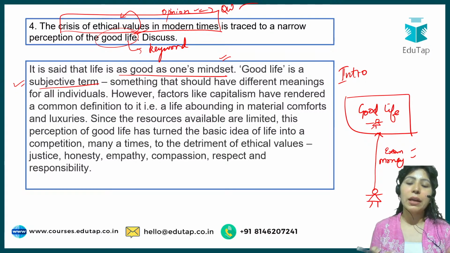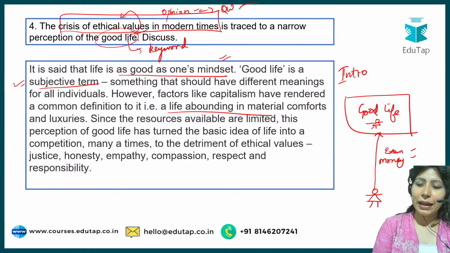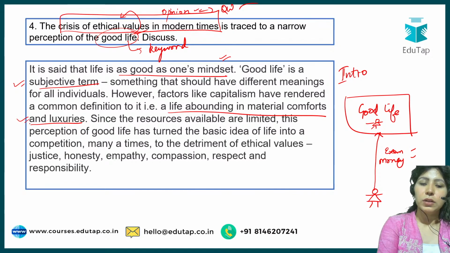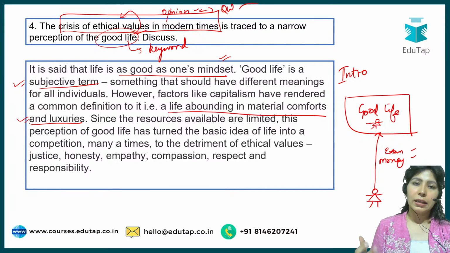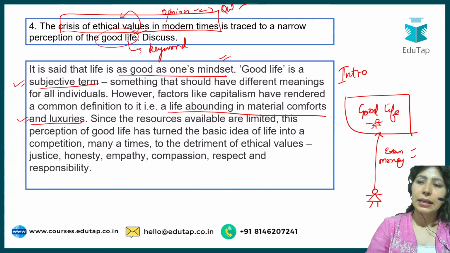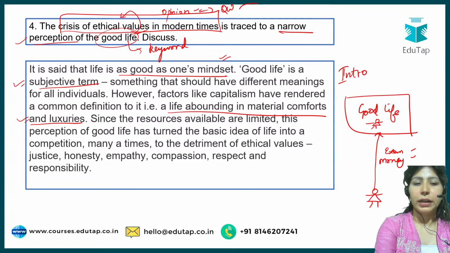Materialistic culture, acquiring more and more wealth. So a life abounding in material comforts and luxuries. This is the new meaning of good life. That is a narrow perception of good life.